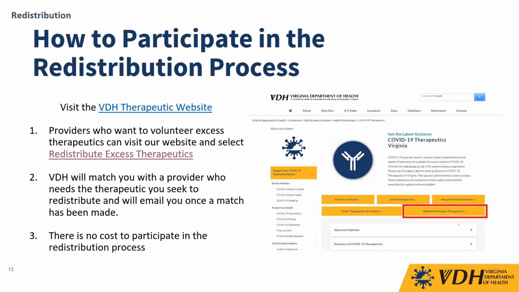So how does one participate in the redistribution process? Providers who want to volunteer excess therapeutics can visit our website and select our Redistribute Excess Therapeutics link, which is highlighted in the red box. VDH will match you with a provider who needs the therapeutic you seek to redistribute and will email you once a match has been made. There is no cost to participate in the redistribution process.